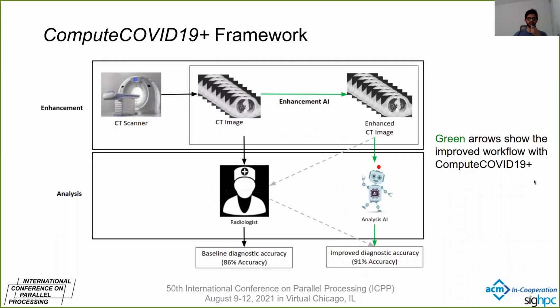The framework is shown in the picture. The workflow followed by the ComputeCOVID19 Plus framework is shown in green arrows. The first step in the workflow is enhancement of CT images acquired from the CT scanner machine via enhancement AI. These enhanced images are then fed to analysis AI for high-precision interpretation and diagnosis of COVID-19.